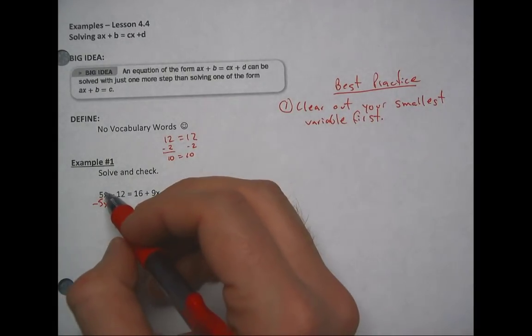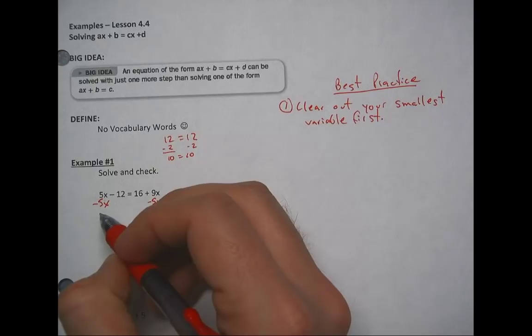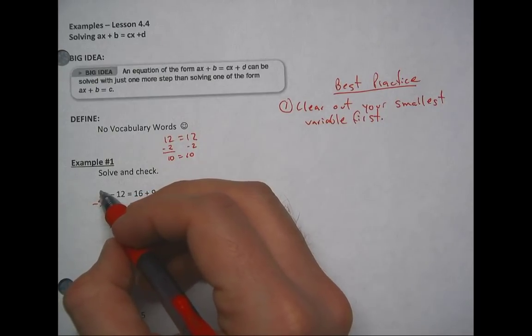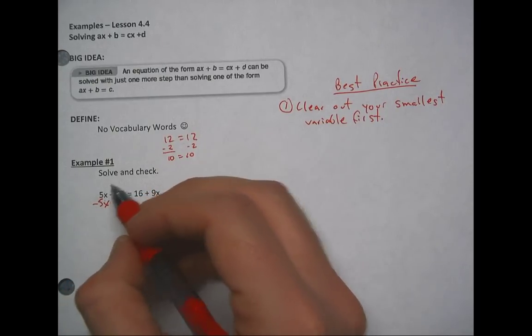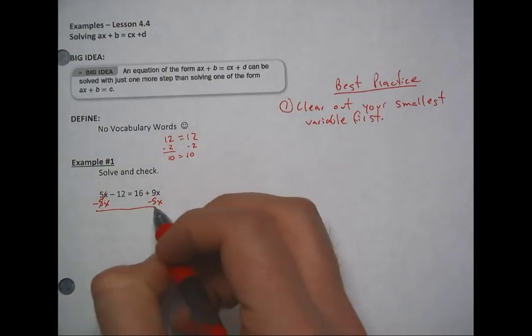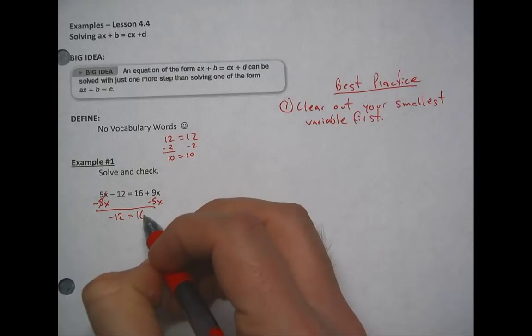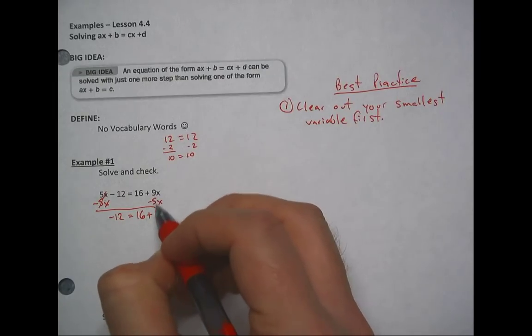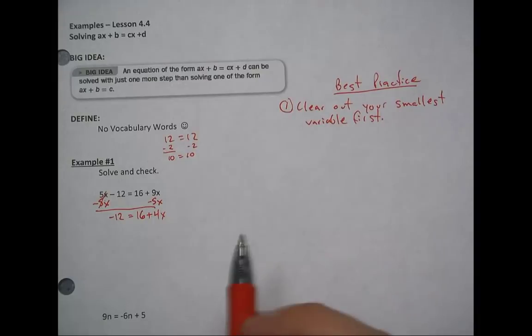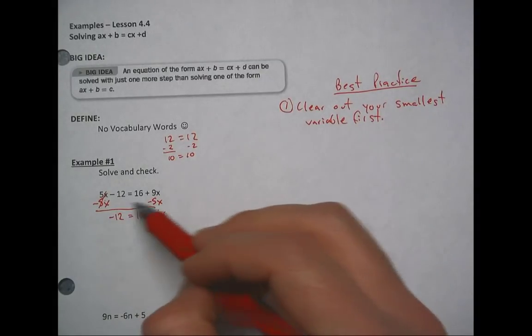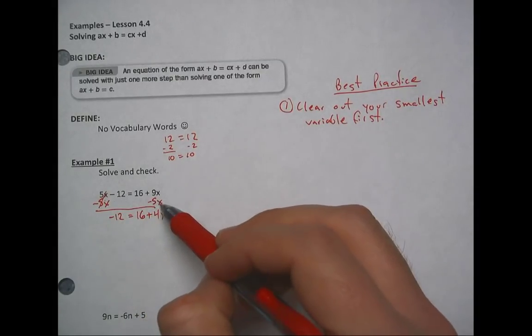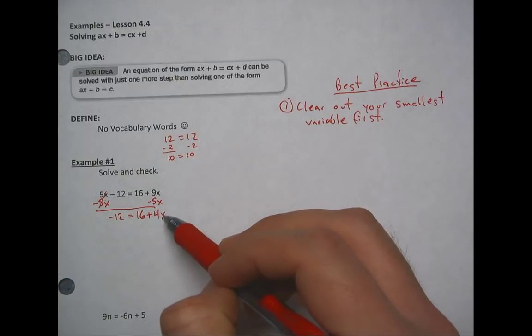So I want to get this to 0, so I'm going to subtract 5x. If it was a negative 5x, I'd actually have to add 5x to get it to 0. So they're going to cancel out. Bring this subtraction down as a negative. 16 comes down, and 9 minus 5 is a 4x. So here's why we subtract the smallest one, or clear out the smallest one. It's because it leaves us with a positive coefficient for our variable.